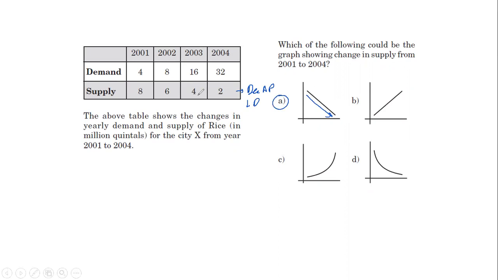So you should be able to tell what is linear growth, what is linear decay, what is exponential growth, what is exponential decay. That's one point that may be tested in data analysis.